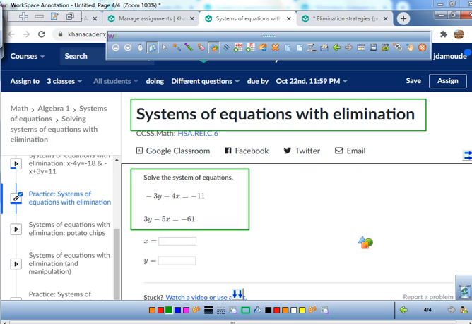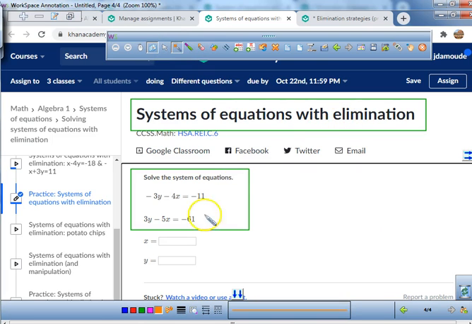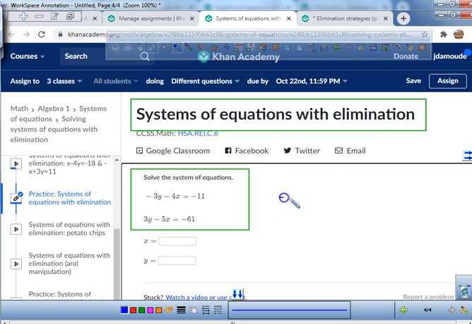All right, so now we're going to be working with just the elimination method, okay? This is my favorite method. We have negative 3y minus 4x equals negative 11. And right underneath it, I'm going to write 3y minus 5x equals negative 61. Now, we've had some practice doing this, okay? We've had practice adding equations together, and we've had practice subtracting equations.